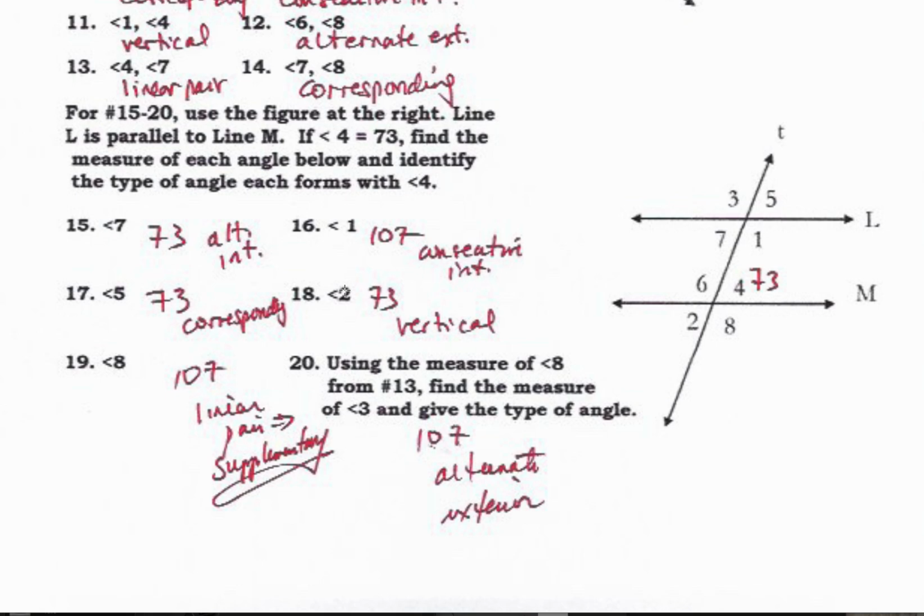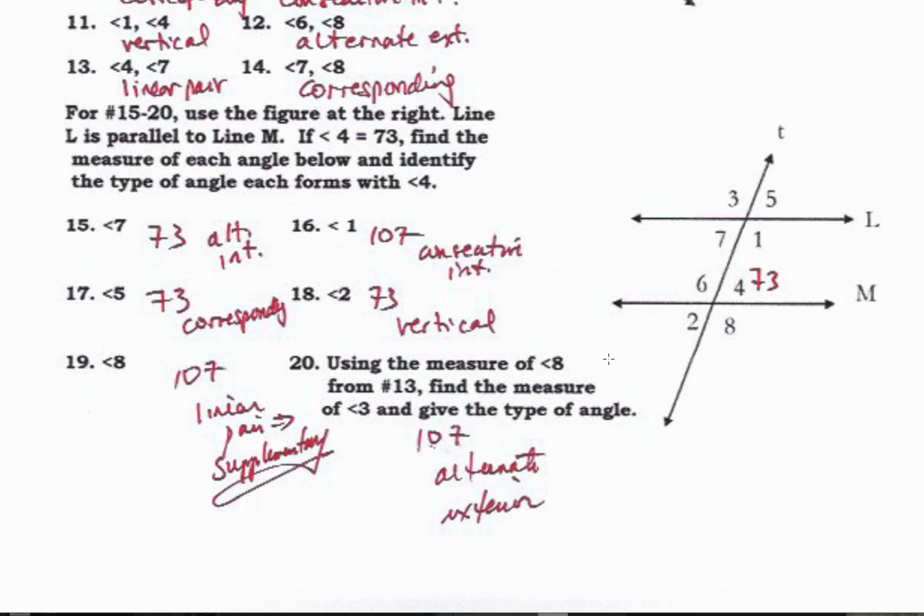Next up, number 17, angle 5. Well, if I do drag and drop, it would land on top. So they're corresponding angles, both 73 degrees, or they're both acute. So any way you want to look at it. Number 18, angle 2, well, that's vertical to it, and that would be also 73 degrees. Number 19, angle 8, that is a linear pair, so they're supplementary. That would be 107.